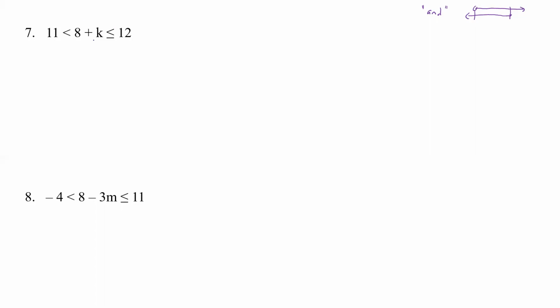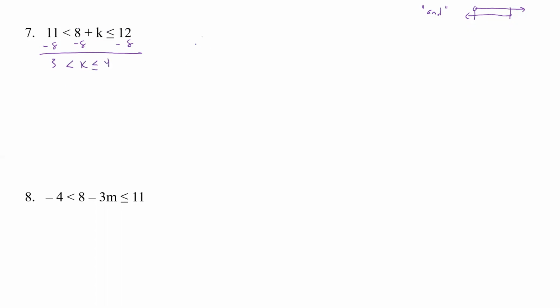So let's start looking at this one first. How do we do that? Well, we need to get k by itself, so we're going to subtract 8 here. Now remember, with the tripartite, we need to do it on all three parts. So we're going to subtract 8 here, and we're going to subtract 8 here. So 11 minus 8 is 3, that's less than k. Then we have less than or equal to, 12 minus 8 is 4.